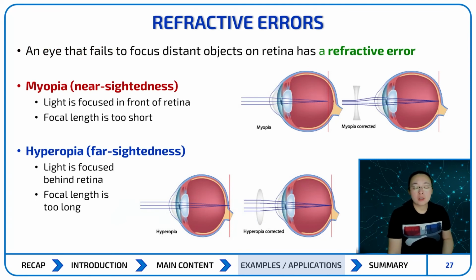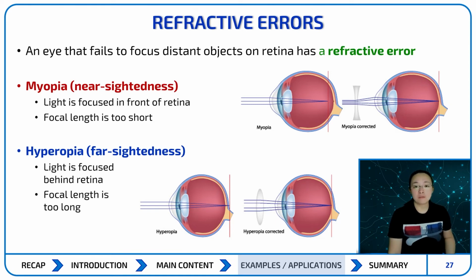And of course, when we talk about refractive power, there are times that we're not perfect. Maybe we get old and we have an eye that fails to focus on distant objects because there's a refractive error. There are two very common refractive errors, which is why most people have glasses. There's myopia and there's hyperopia, essentially nearsightedness and farsightedness.